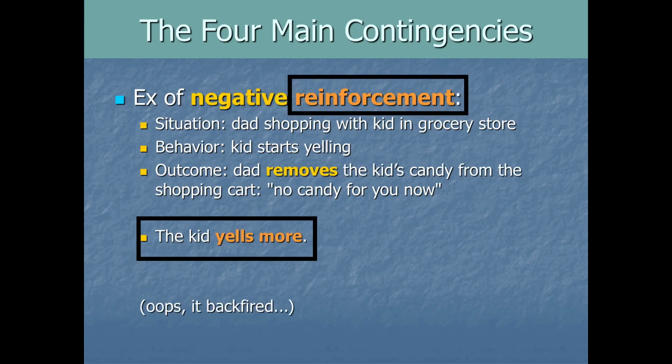Well, here it kind of backfired. So this would actually be negative reinforcement. It's reinforcement because what happened is the behavior actually increased. The behavior became more probable in the future, even though the dad didn't intend that. And it's still negative because every time the kid does the behavior, something is removed. But notice how things can backfire. The dad intended to do negative punishment, but accidentally did negative reinforcement.